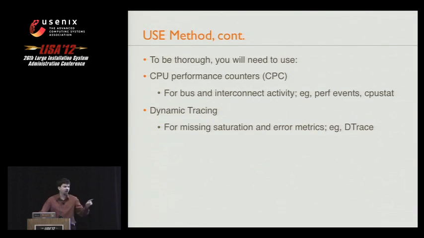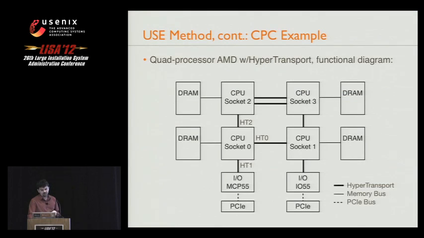So I hope next time I talk in front of a conference, more hands will go up for CPU performance counters, because there is a class of problems you do need to use them for. Dynamic tracing and DTrace are great, but they are required as well. As an example of the sort of things you can do, here's a system I worked on previously.